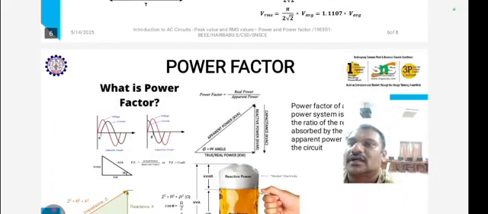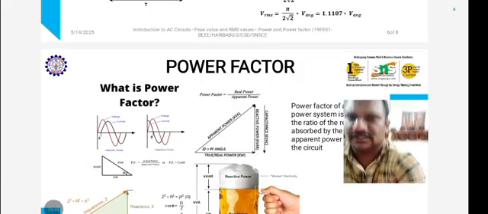Okay. Next is about power factor. Let me see, this will be in the next classes.